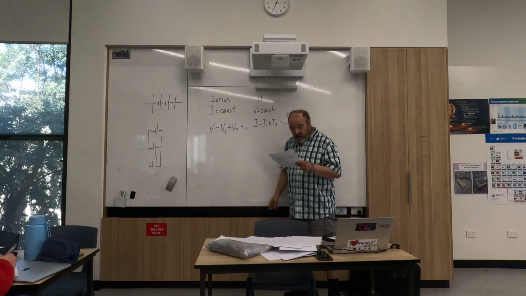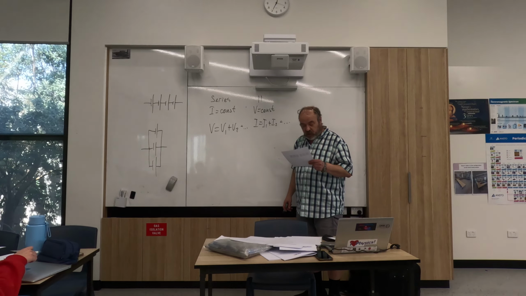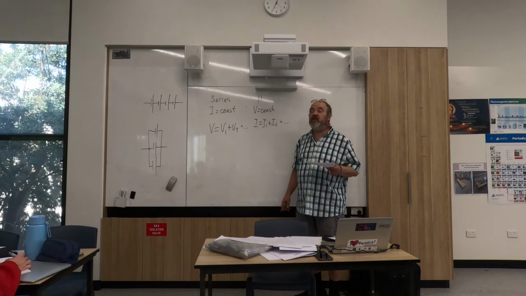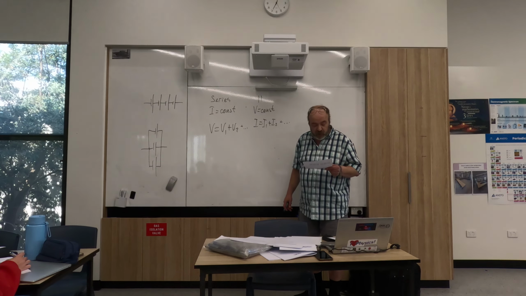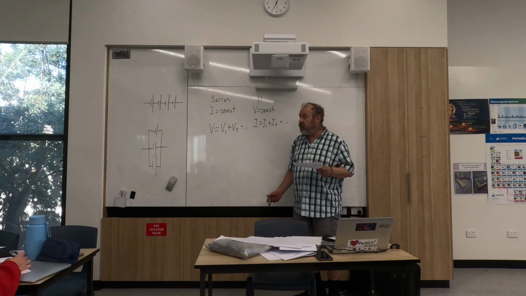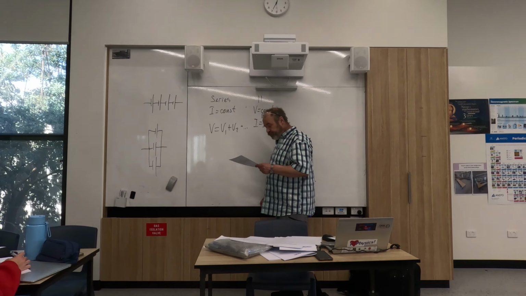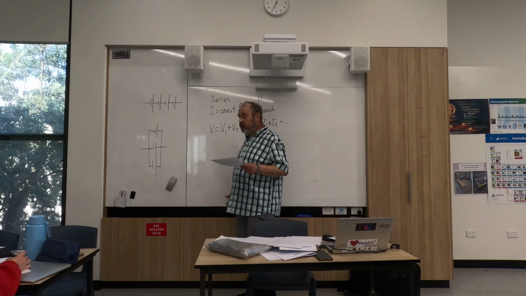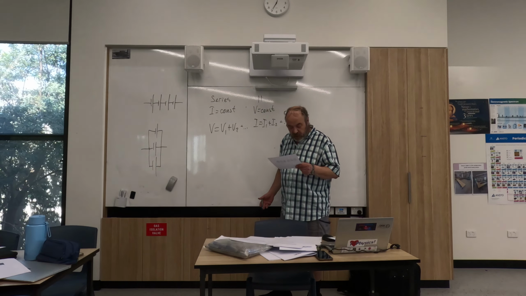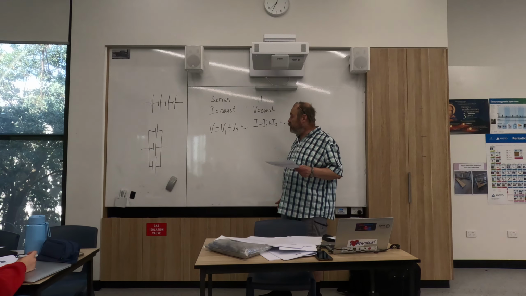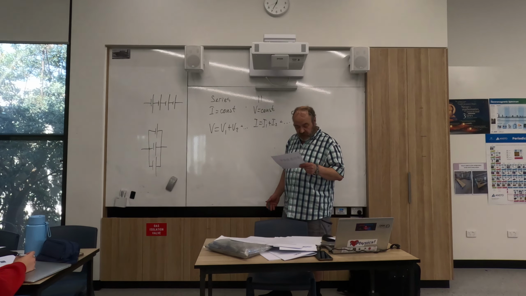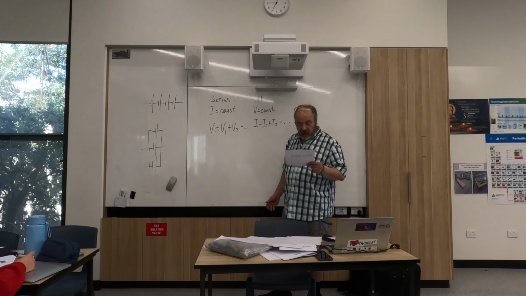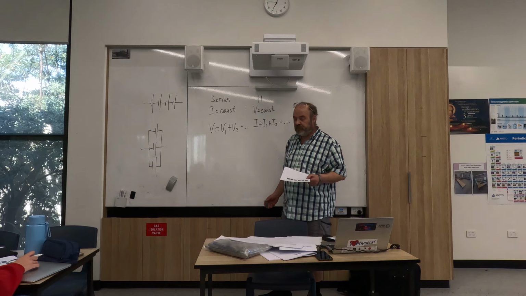So in series, we have 24 panels, each produces 25 volts, so the total will be 24 times 25, 600 volts. And the current stays the same, 20 amps. For parallel, the voltage is the same, 25 volts. The current we multiply by 24, 480 amps.